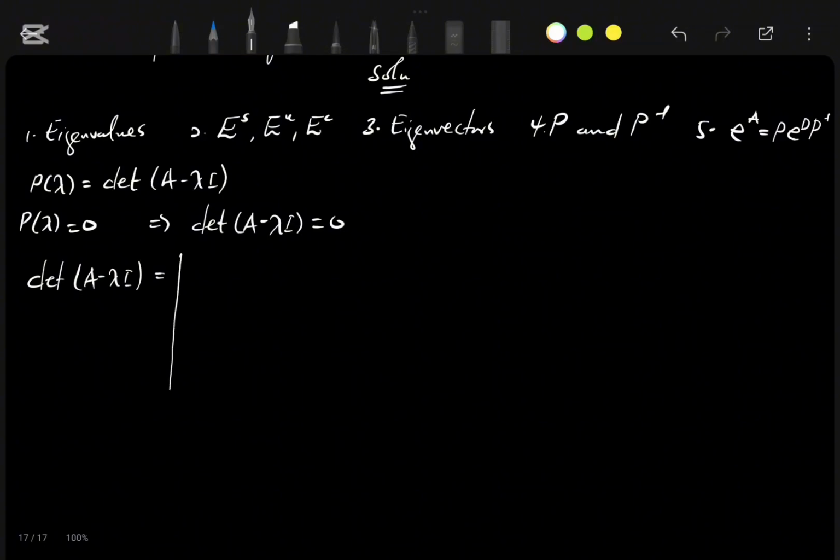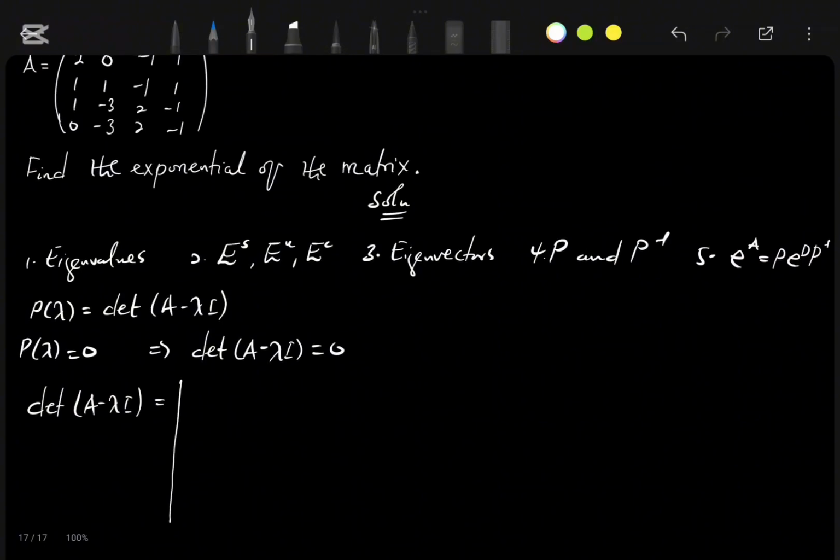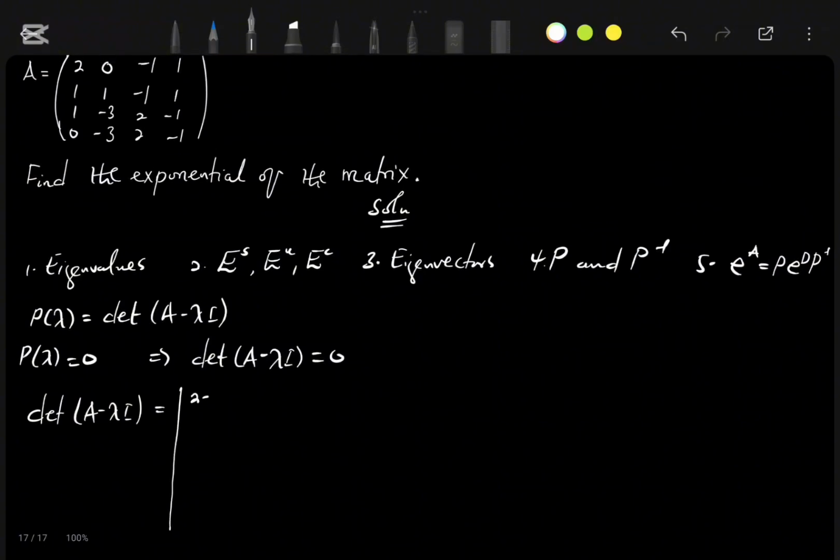which is, so we have 2 minus lambda, 0, minus 1, 1. We have 1 minus lambda, minus 1, 1, 1, minus 3, 2 minus lambda, minus 1, 0, minus 3, 2, and minus 1 minus lambda.